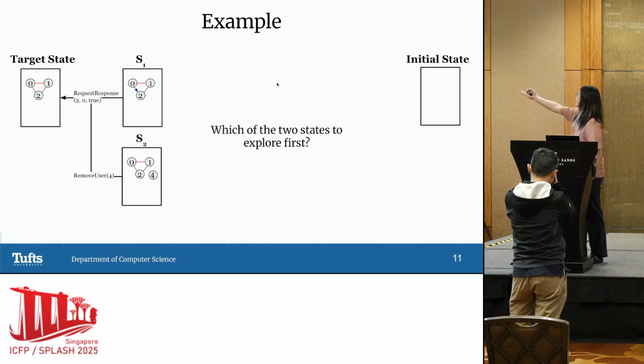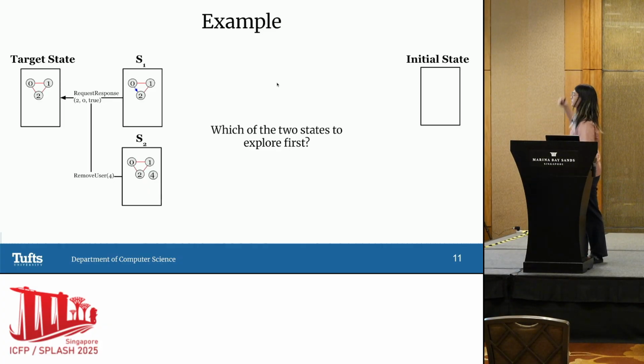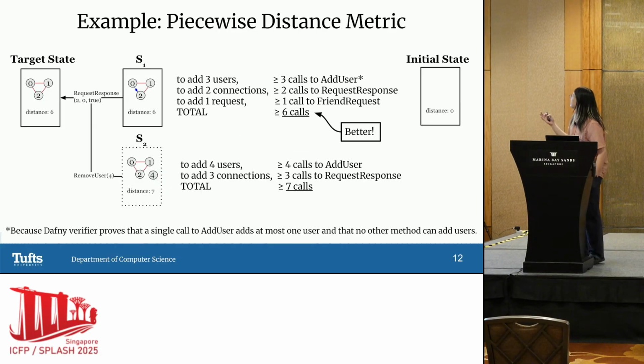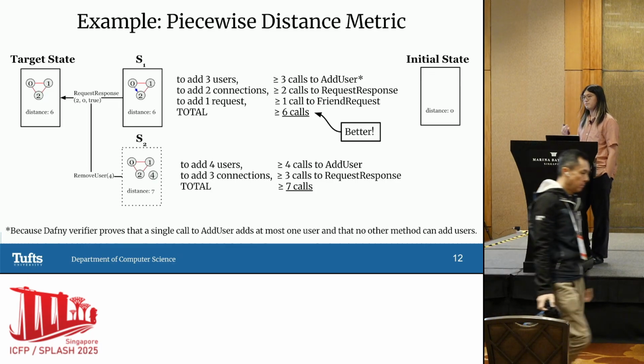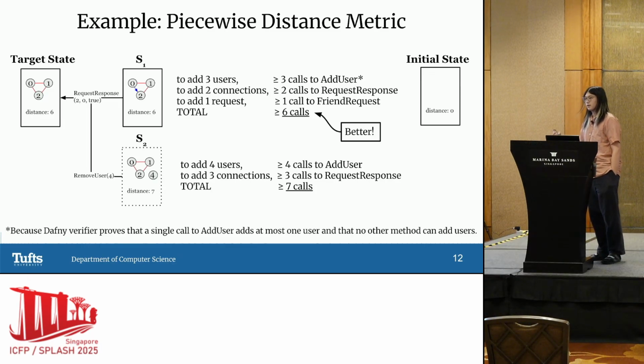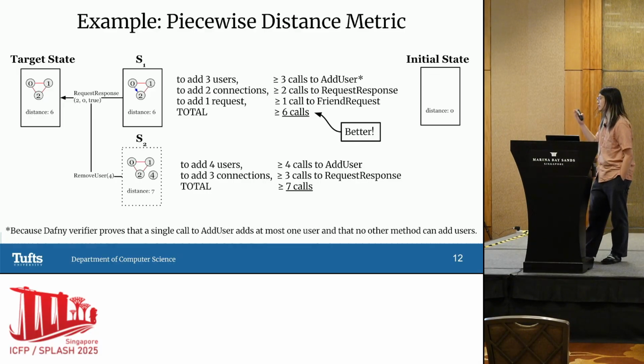So here it is obvious, right? We should explore state 1 because it is closer to the initial state. But how are we going to have a systematic approach for this idea? So we introduced the piecewise distance metric to encapsulate this idea, where we reason about the lower bound of method calls required to go from the initial state to the intermediate concrete object state.